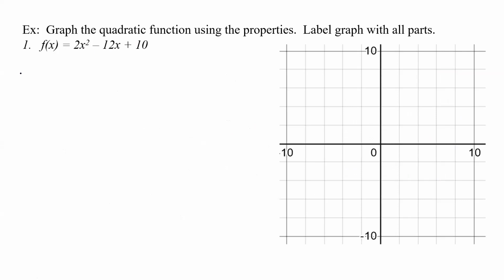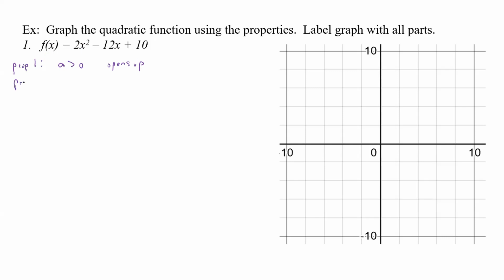All right, so property 1. What does property 1 tell us again? Property 1 told us, what is A? Well, here A is greater than 0, and so that means it opens up, okay?